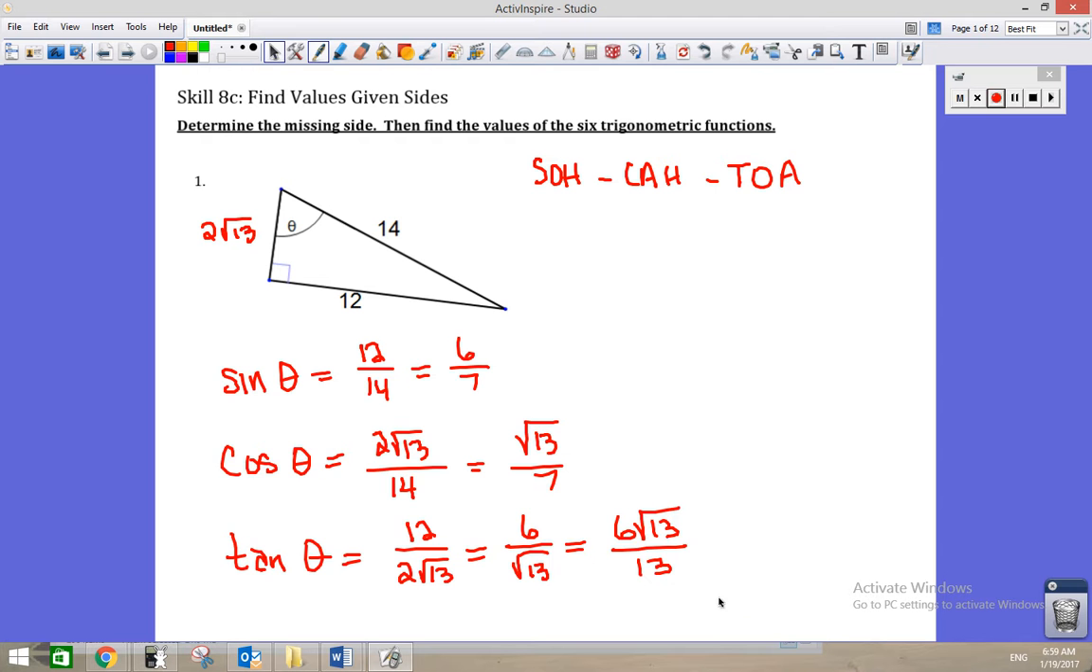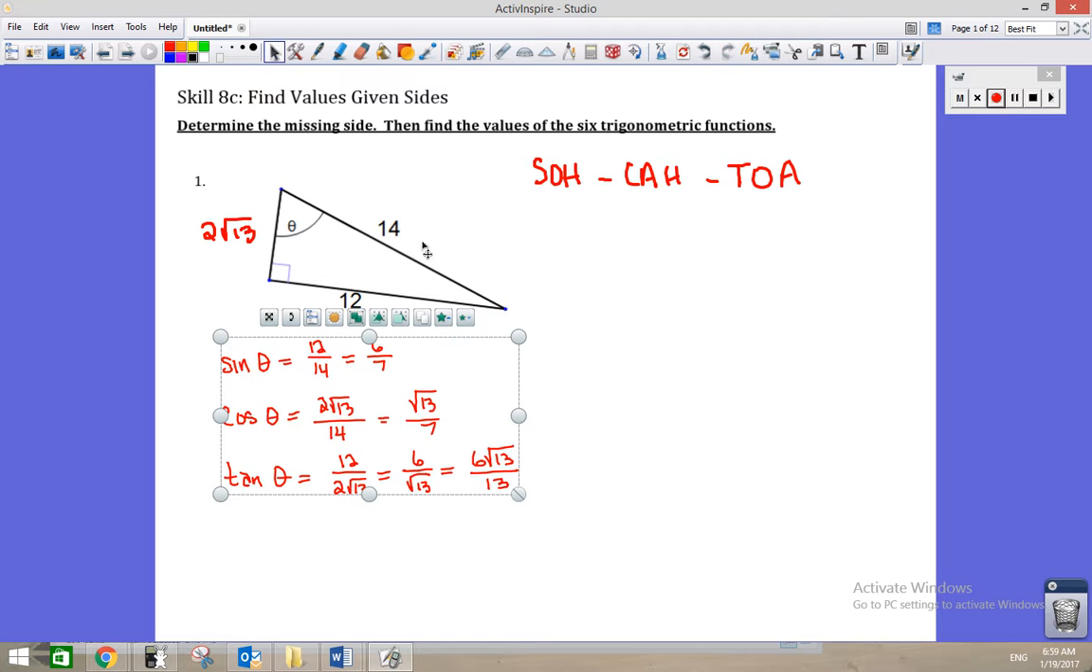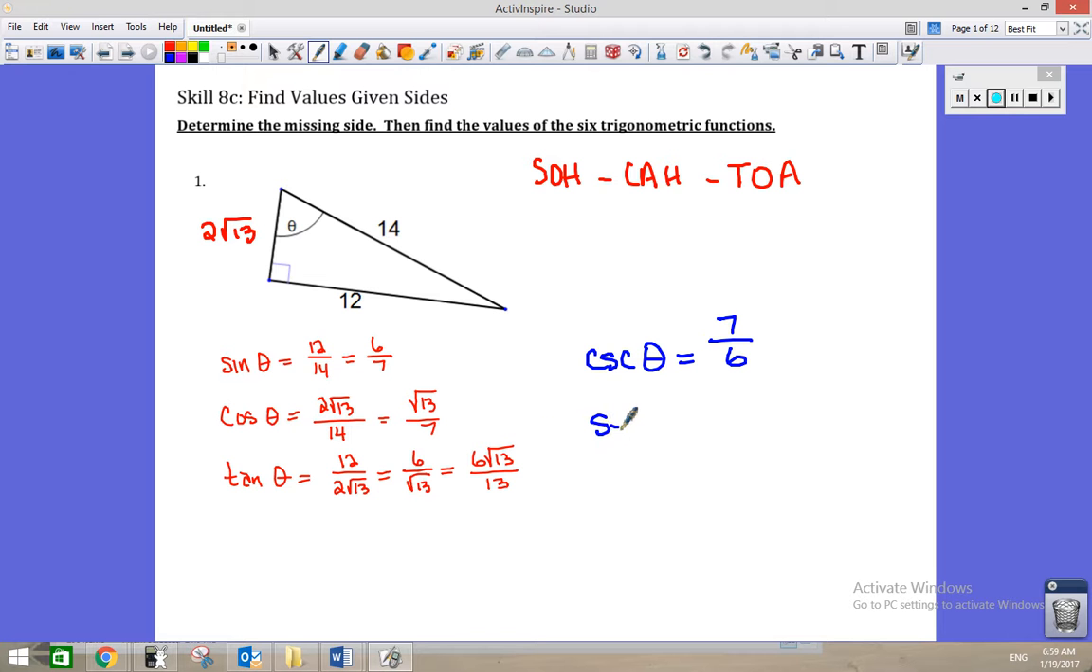Alright, so now for the other 3 ratios, we just take the reciprocal. The cosecant of angle theta is the reciprocal of sine. The secant of theta is the reciprocal of cosine. I need to rationalize that denominator. And the cotangent is the reciprocal of tangent. If I flip this one, I'll have to rationalize. If I flip the one before it, then I have the square root of 13 over 6. It'll just save me time. There's my 6 answers for problem 1.